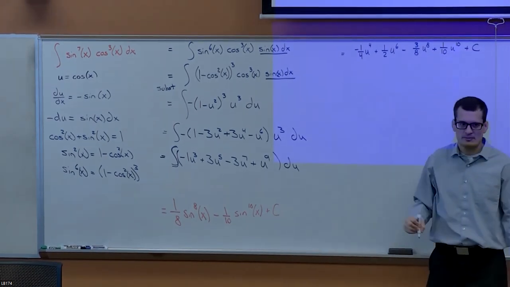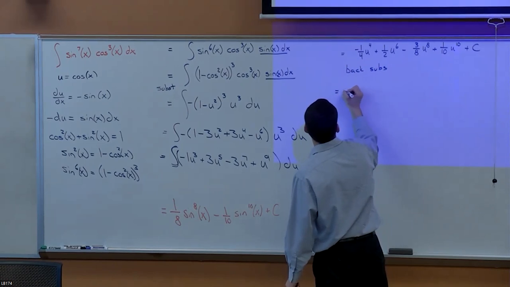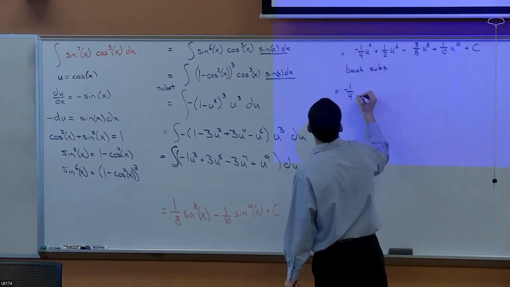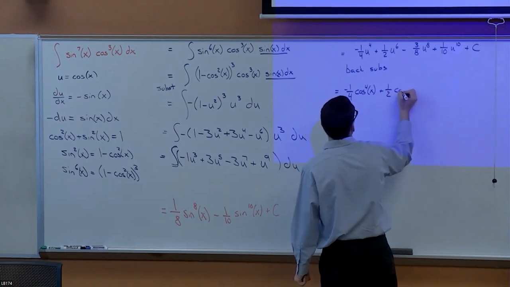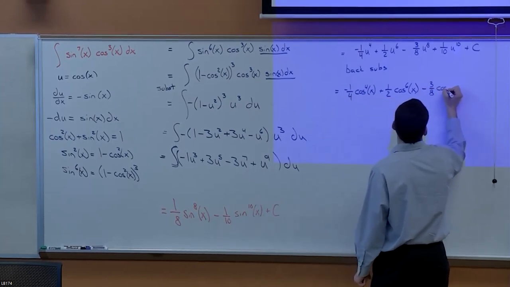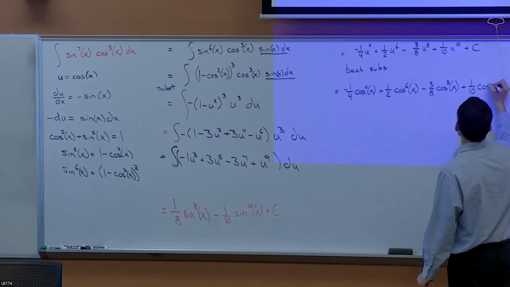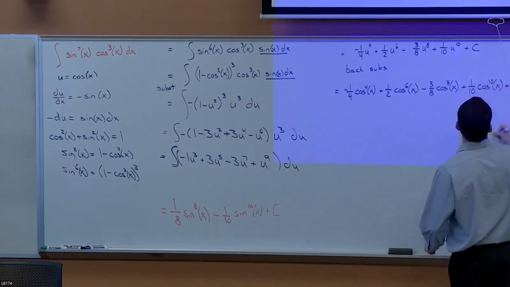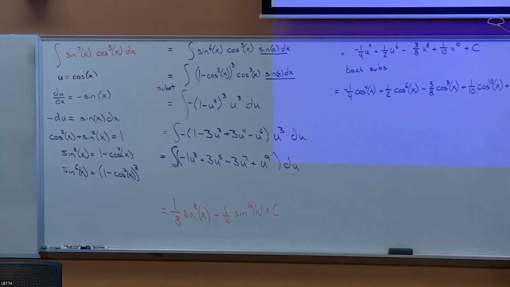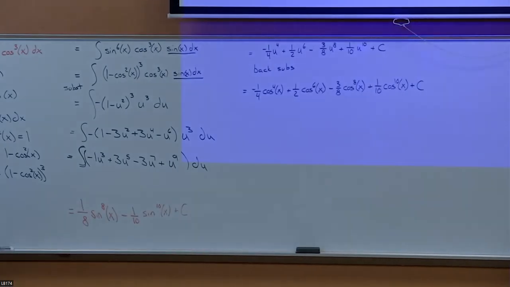Now we back substitute. And you end up with -1/4. u in this case was cosine, so that's cosine to the 4th, plus 1/2 cosine to the 6th, minus 3/8 cosine to the 8th, plus 1/10 times cosine to the 10th, plus some constant. Is that right? So there you go.